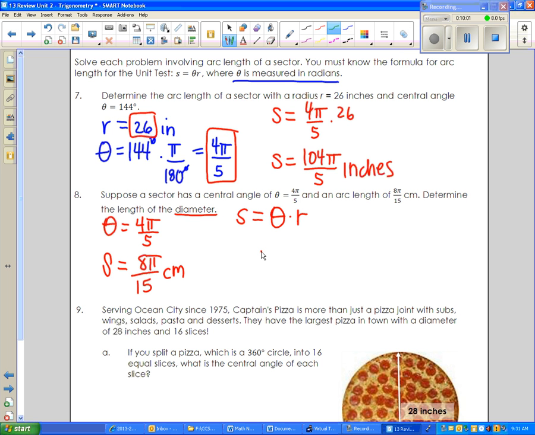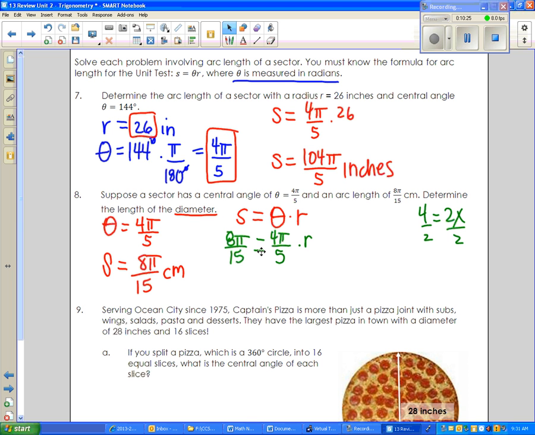I know that my s is going to be 8 pi over 15, and I know theta is going to be 4 pi over 5. What we don't know is r. So if I wanted to solve for r, if you think about it, if you have 4 equals 2x, the way you solve is by dividing by 2. And so that gives you x equals 2. So I'm going to do the same thing here. I can just divide both sides by 4 pi over 5.